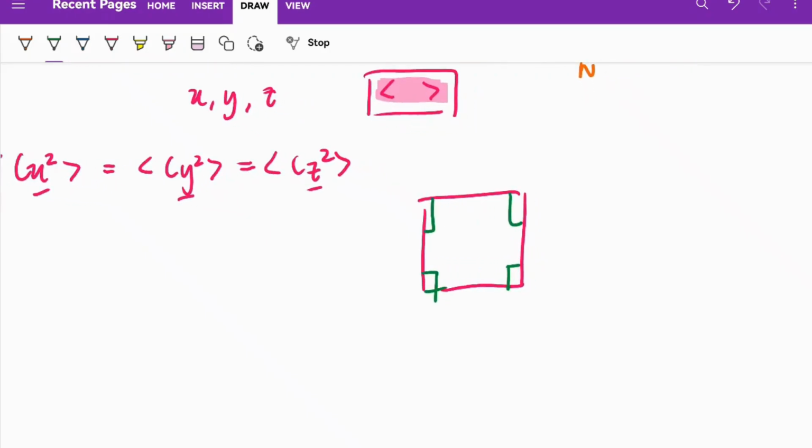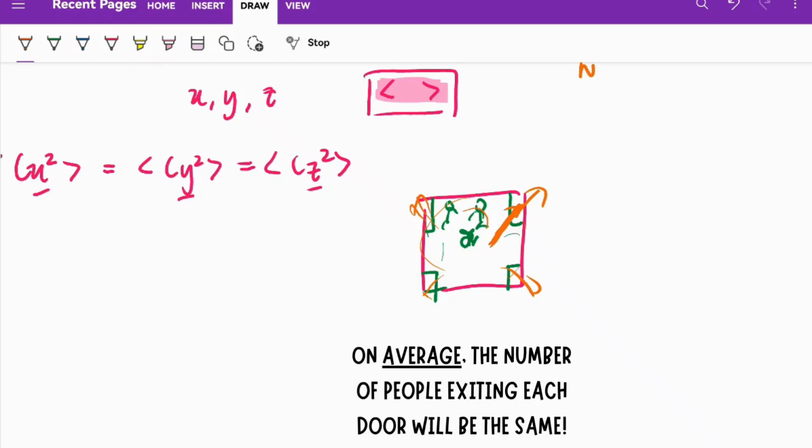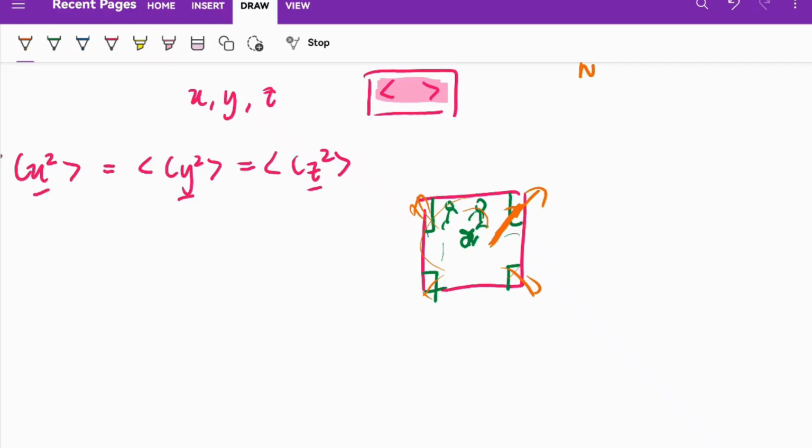Suddenly, there was a fire in the middle of the room. What happened to all the people here? They'll start running around, right? Is there a reason for these people to only move out this particular door? No. They'll move randomly. Some will go here, some will go here, some will exit this way. But on average, at each door, the people will exit equally. On average, the number of people exiting each door will be the same.